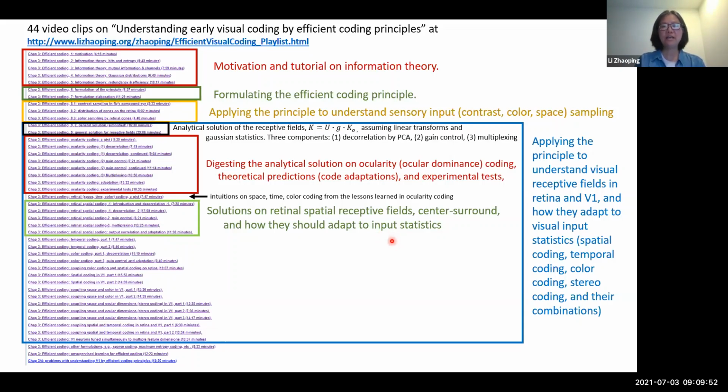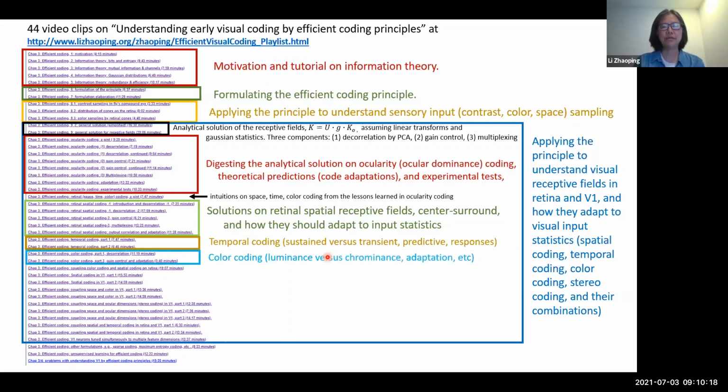And then we can apply it to temporal coding, that is, temporal filters. So for example, your neurons can have a sustained response or a transient response. What do we mean by a sustained response? It's basically some kind of a particular filter form, and that's temporal coding. And sometimes people even talk about these transient responses as predictive coding. But that predictive is encoding, not decoding, okay? And you can apply it to color coding. So how do you understand your selectivity to chrominance and luminance and chromatic channels? And how do you understand adaptation?